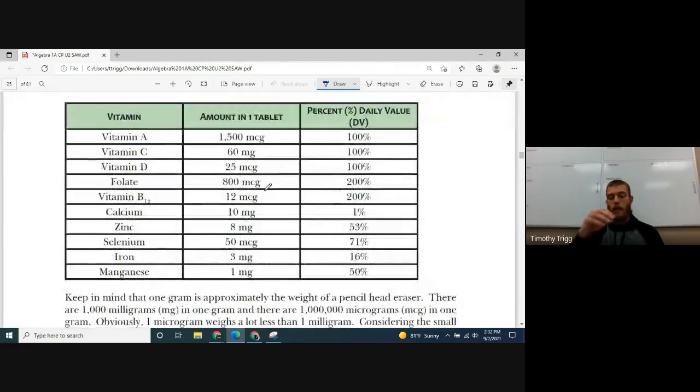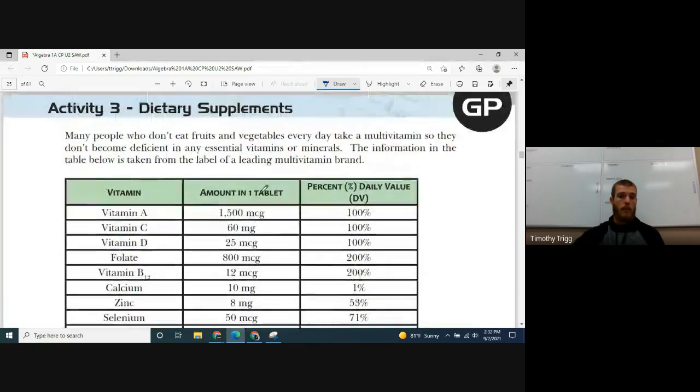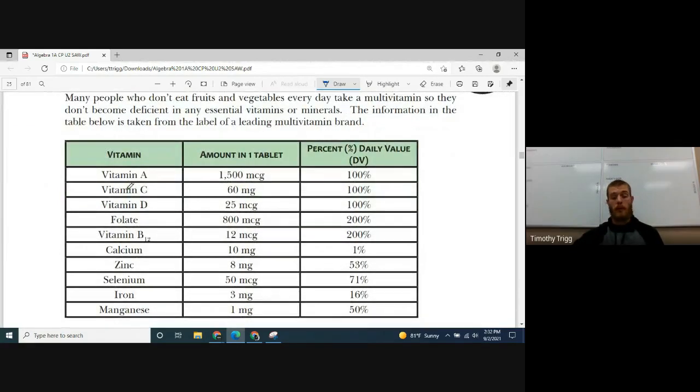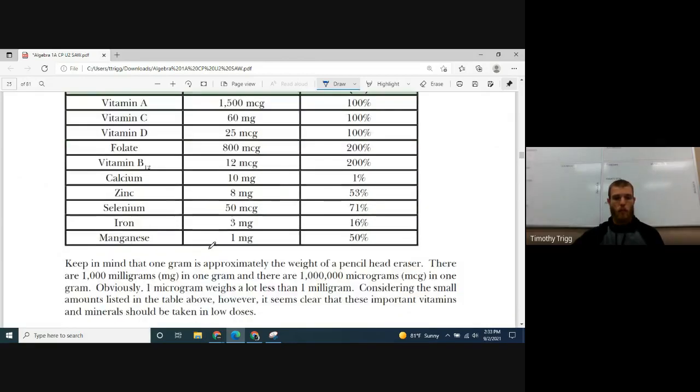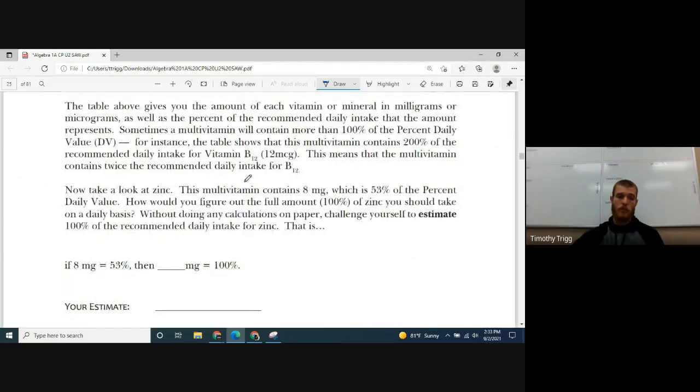Now for this next one, we have this chart about some dietary supplement and how much of each vitamin or mineral it gives you. So you can see vitamin A gives you 1,500 mcgs, which is 100% of your daily value. For vitamin C, the amount in the tablet is 60 milligrams, which is 100% of your daily value. And you can see the rest of these as we go down. We're going to be using this to help us with the next set of questions.